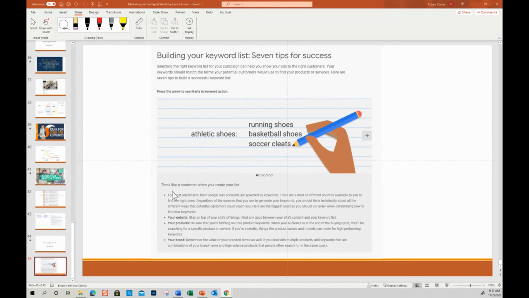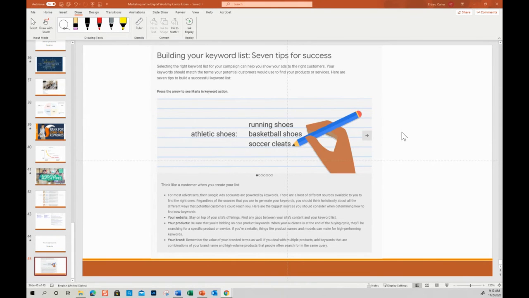But the key thing that I was telling you before is think like a customer when you create your list. As a customer, meaning if you were looking for the products that you're offering, how would you go about searching for it? So this is the most important thing. For example, your brand, and so on. We'll go over these 7 tips for success next class.